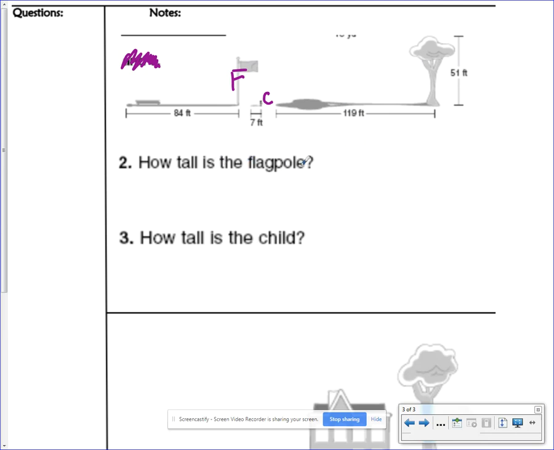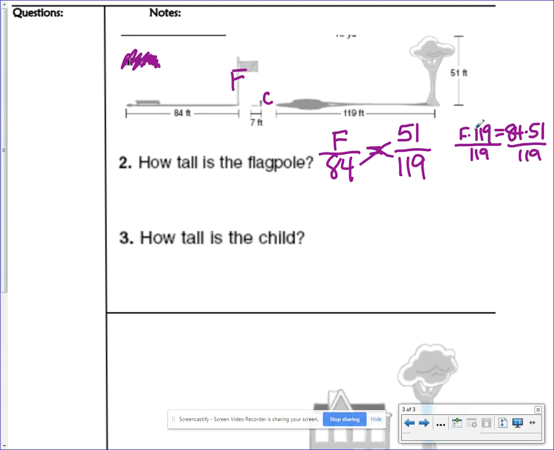The first thing they ask us for is the flagpole. So I know the height of the flagpole, I'm going to call it F. The shadow is 84, height to shadow. The tree's height is 51, and its shadow is 119. Here we go. Cross multiply to solve. F times 119 equals 84 times 51. To isolate the variable F, we need to do all this.